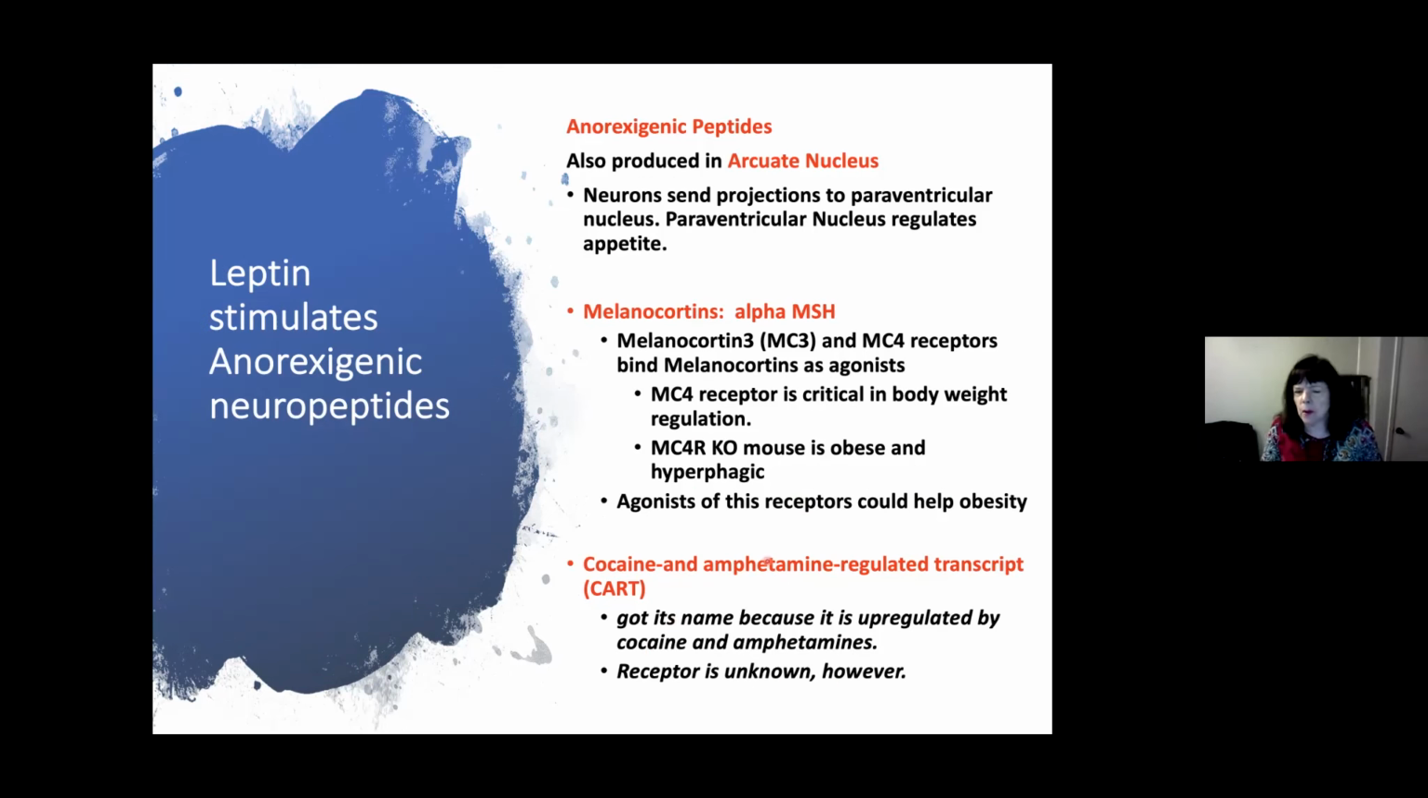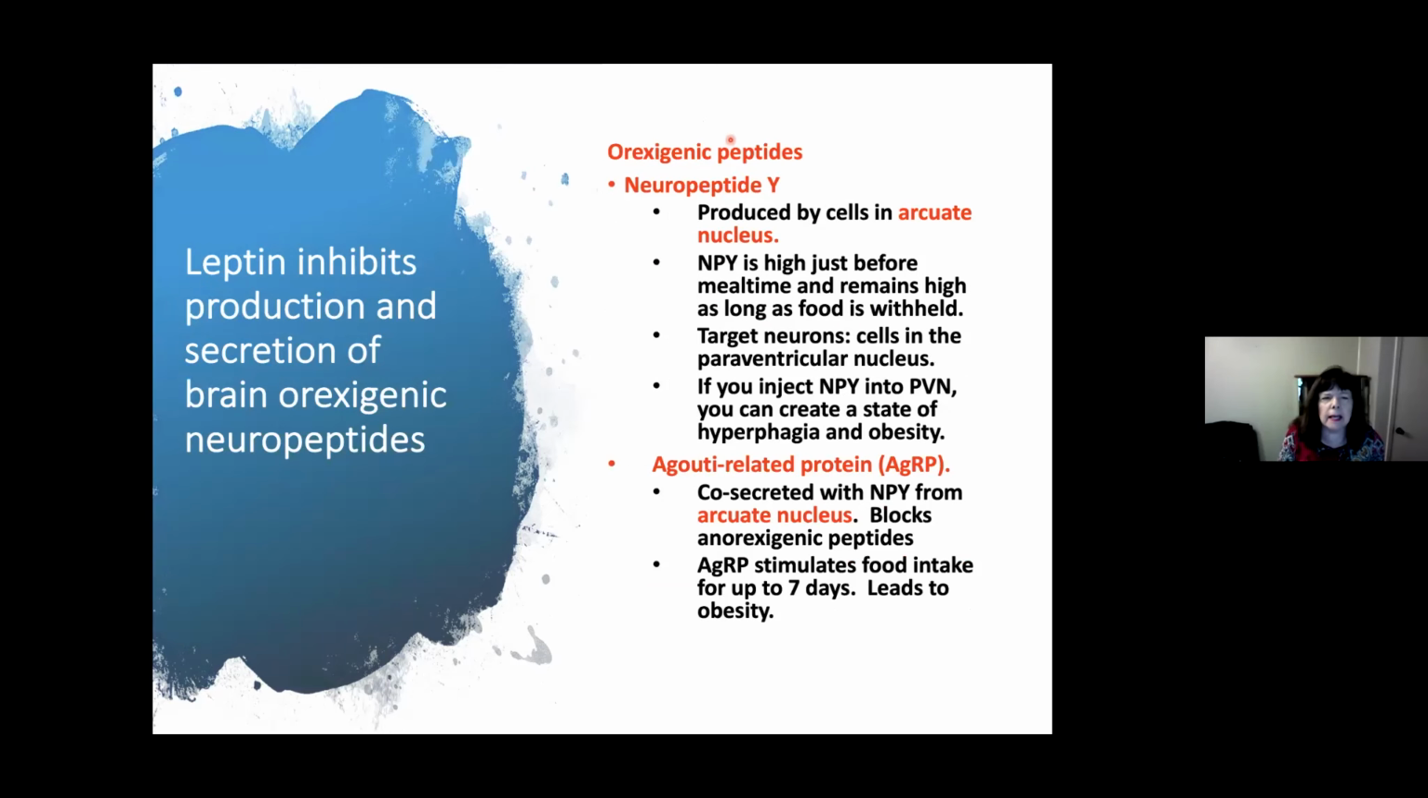So another one is cocaine and amphetamine regulated transcript, or CART. It's again a weird name, but it is anorexigenic, and it is secreted from the same group of neurons that produce alpha MSH. We have no idea what its receptor is, but it is anorexigenic. Now, what you need to know is leptin stimulates, that's one of its major actions, stimulates these anorexigenic peptides. And it inhibits the orexigenic neuropeptides. So it does double duty.